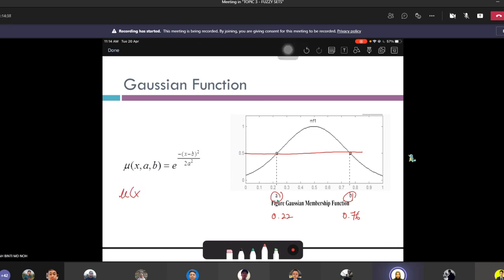Okay, so you boleh terus masukkan je mu for X in the value A dengan B. You tahu A dia ialah 0.22 and B dia ialah 0.76. So you terus masukkan dalam dia punya exponential function. B 0.76 kuasa 2, A 0.22 kuasa 2. Yang bawah ni boleh kira terus. Okay, 0.22 kuasa 2 darab 2. Okay, boleh ya?